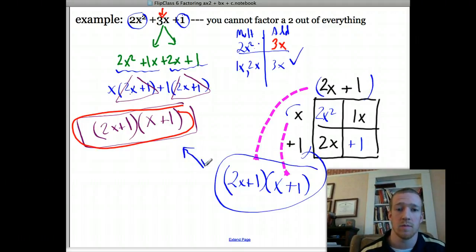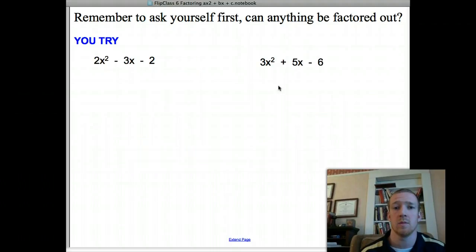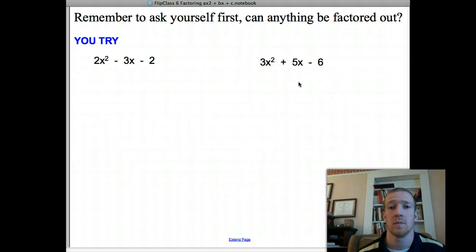when we did it the other way. Same answer. So you can do whichever method you like, and make sure that you do try these two problems before next class.